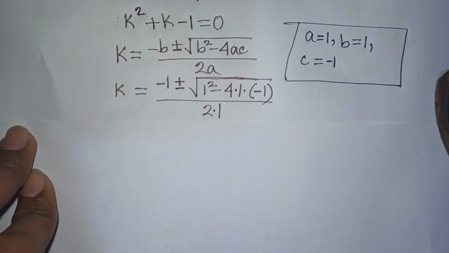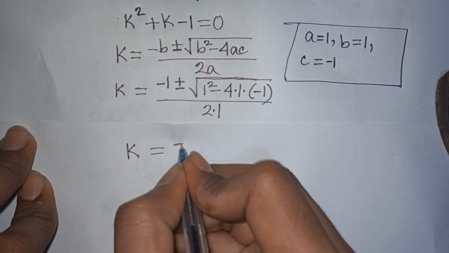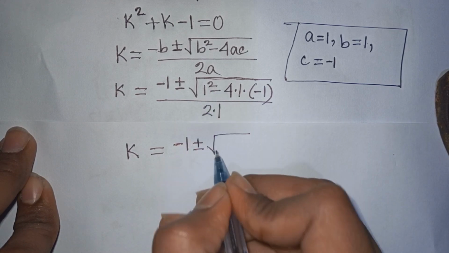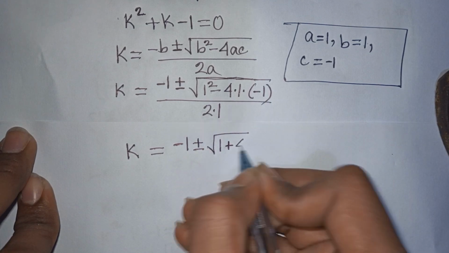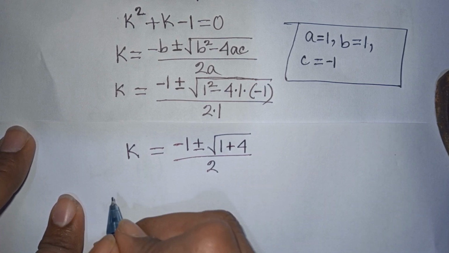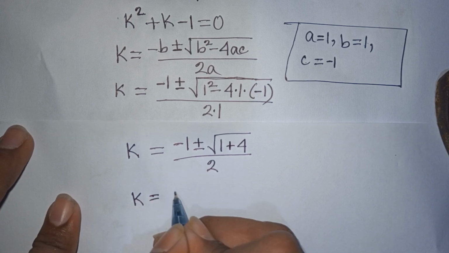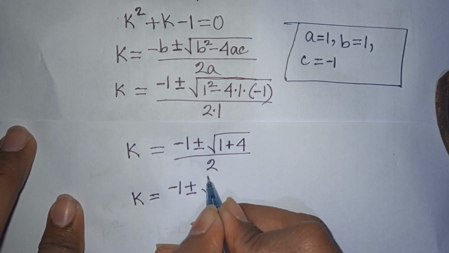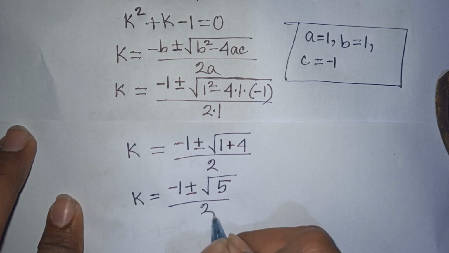Now k will be equal to minus 1 plus or minus a square root of 1 square, which is the same as 1, minus times minus, that means plus, 4 times 1, that means 4, then divided by 2 times 1, that means 2. Now we have k equal to minus 1 plus or minus a square root of 1 plus 4, that means 5, then divided by 2.